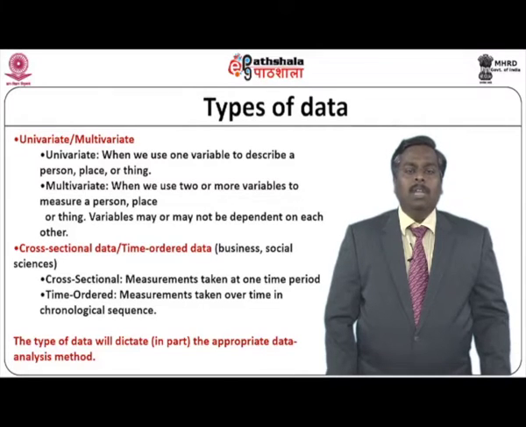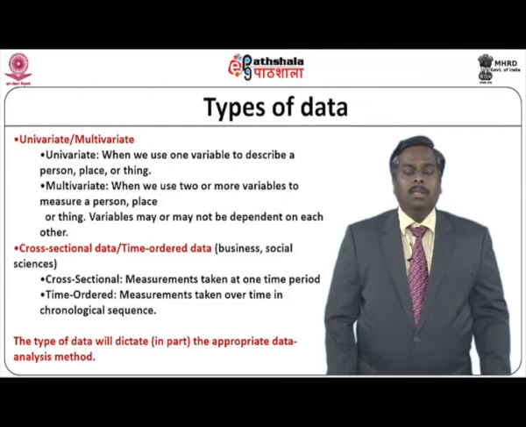Univariate means we will be working with a single variable, and this single variable may be describing the given scenario. For example, it can talk about an individual, a place, or anything in the real world. When we talk from a multivariate perspective, we may be using more than one variable. In other words, two or more variables will be used for measuring or quantifying the given scenario. So, when we measure a particular individual, we may be using two different dimensions for analyzing that individual.